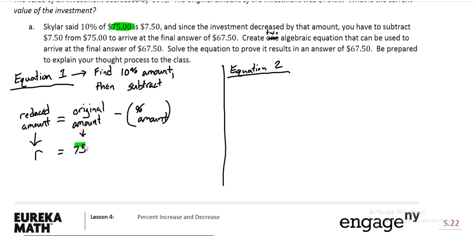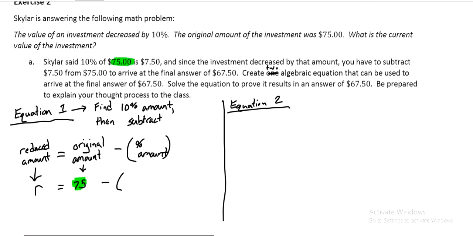75, I'll just write it as 75. We don't have to put that 00. That can stay invisible. Minus. Now the percent amount. I'm not talking about the 10%. That's where we have to do the 10% of $75. So I'll remind you that we can find 10% of this by using our percent equation.